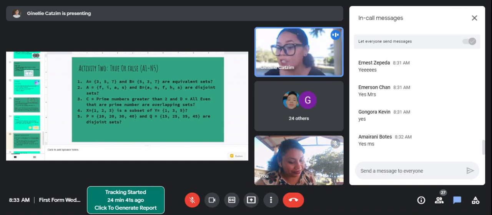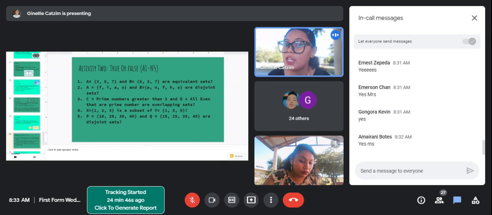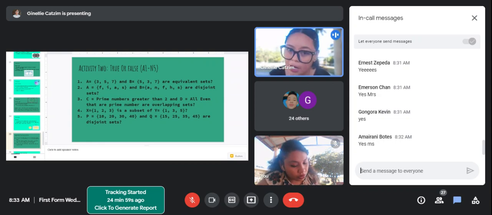Okay. Remember, this is a tricky question. Why? Because equivalent sets have the same amount of elements. But remember, yesterday we covered equal sets. Equal sets have the same elements, but maybe not the same order, right? First we have 3, 5, and 7, and we have 5, 3, and 7. So if we are to categorize them, they are equal sets. They are not equivalent sets, right?